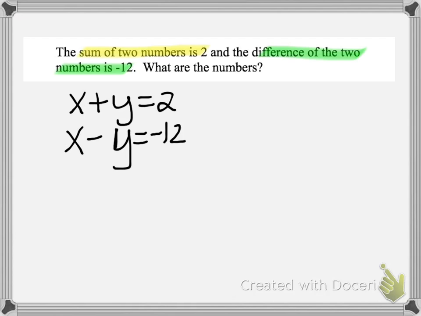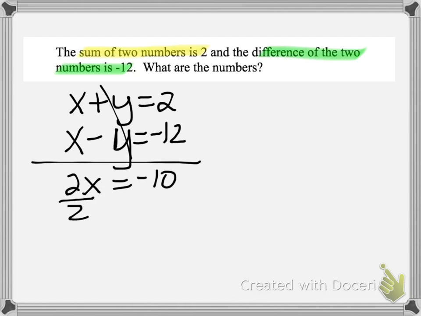Now, these equations are actually the easiest to go through and solve, because if you look at them, I already have my opposites. I have a positive 1y, and a negative 1y for the bottom. So my y's automatically cancel, and I get 2x. 2 minus 12 is negative 10. Divide by 2, and I get that x is equal to negative 5.